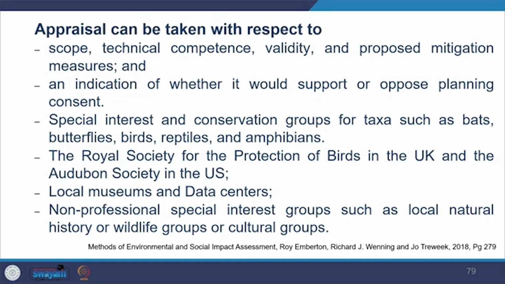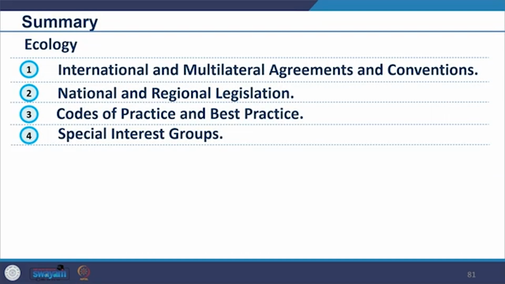So that was what we saw today. Summarizing what we covered, we looked at the domain of ecology and what kind of laws and standards apply. We looked at the international and multilateral agreements and conventions which we align our activities to. Then we looked at national and regional legislation, what the different categories are and how they are different, so that we saw. And then we looked at codes of practice and best practices. Then we looked at these special interest groups.